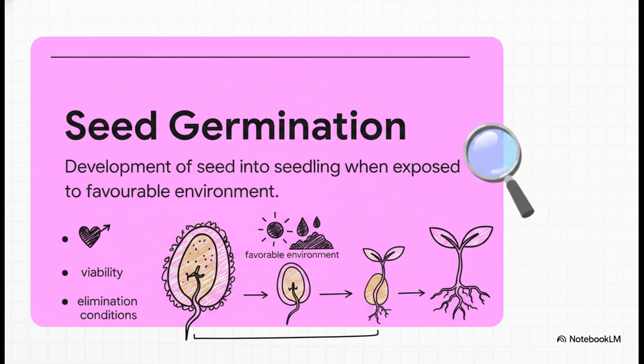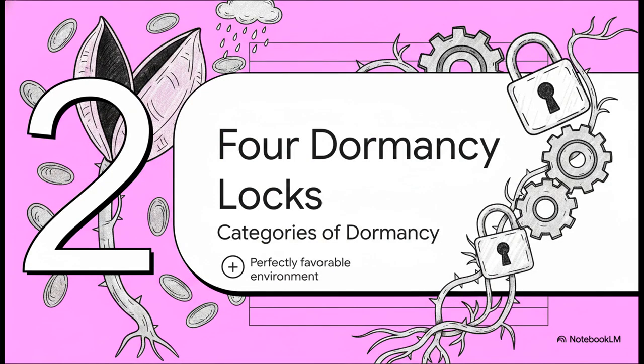And remember, there's a strict biological order to this. The radicle, which gives rise to the root system, always emerges first. That's followed by the plumule, which becomes the shoot system. Moving right along to section 2, categorizing 4 dormancy locks.